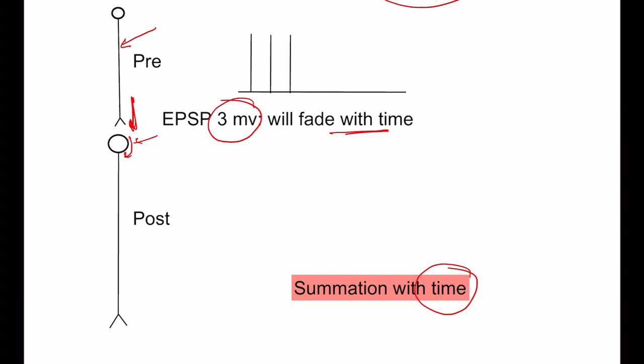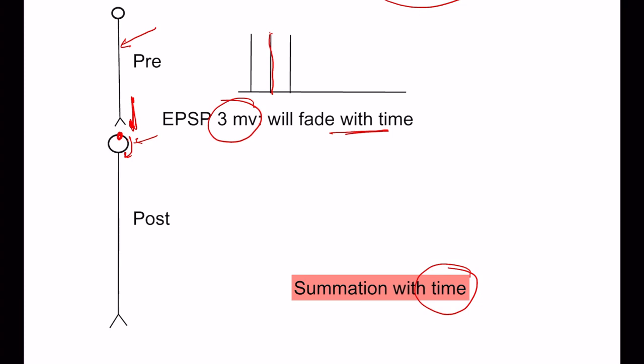And second is that at a particular position, it will not stay forever, right? So after some time, it will become 2 millivolt. After some time, it will become 1 millivolt, and it will decay with time, right? Now, as it is decaying, before its complete decay to 0 millivolt, suppose another action potential comes, right?